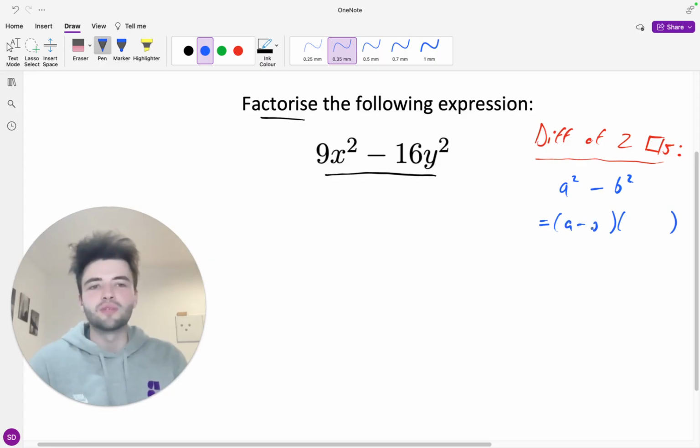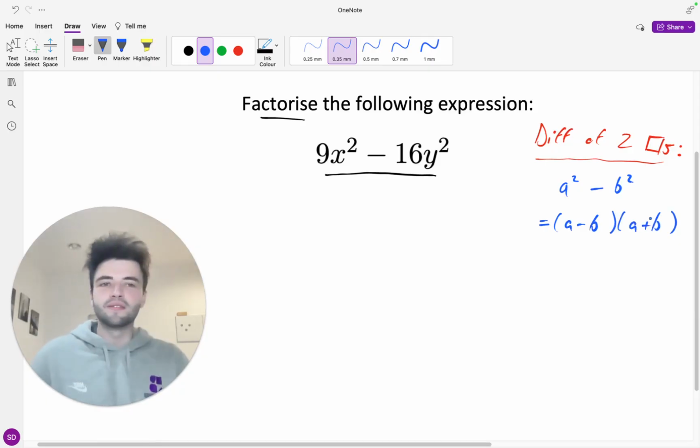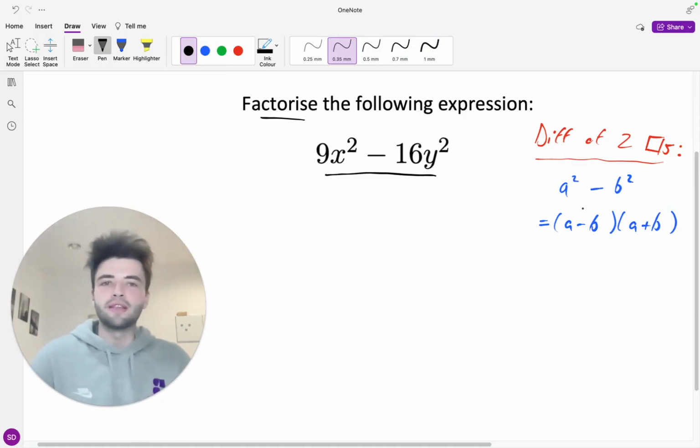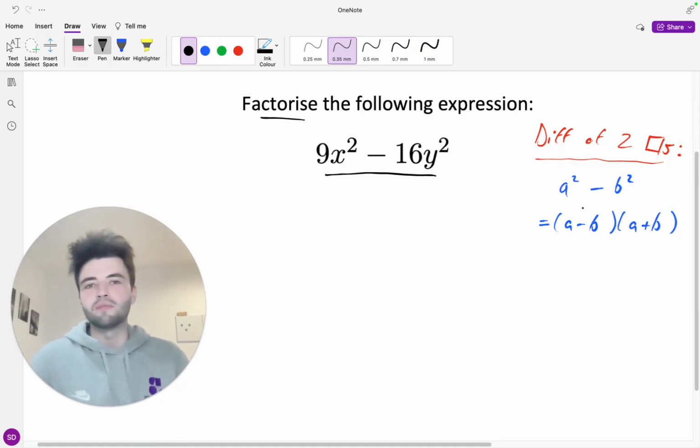be a minus b in the first bracket, so the square root of the first term minus the square root of the second term, and then we've got a plus b in the second bracket. This is a pattern we need to be able to spot, and it doesn't always work for anything involving an x squared or a y squared, because we need to make sure that the overall term is something to be squared. So as you can see, not only do we have this x squared and this y squared, we also have this 9 and this 16 as well.